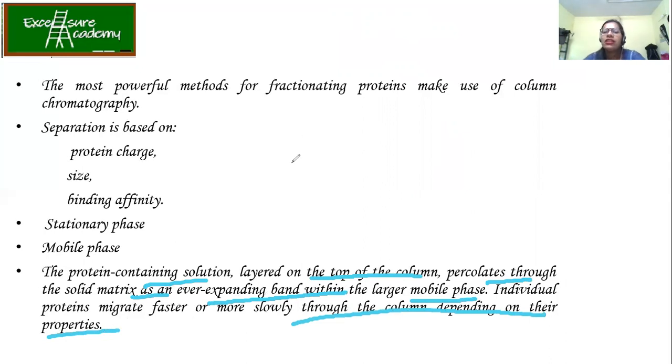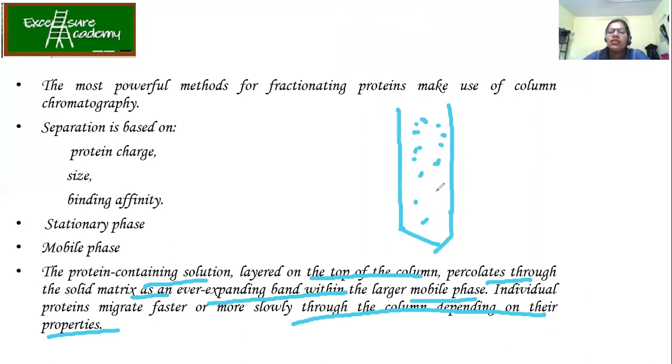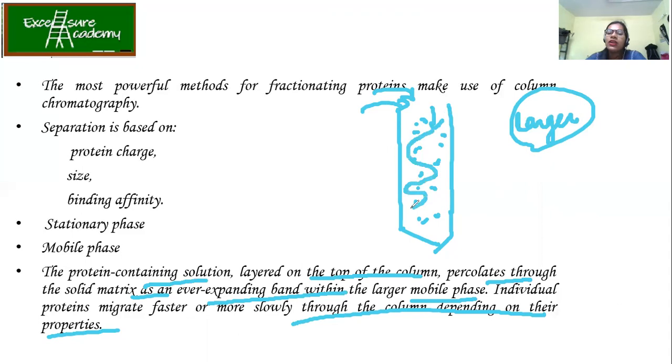So just imagine, let us talk about one example. You have the column, and then pore sizes are there. Now, if you have a larger protein, what will happen? It will not go inside the matrix. It will stay outside the matrix. And when you start adding the buffer, what will happen? This larger protein molecule will just go around the outside of the matrix and come out. So it means that the larger the protein molecule, the earlier will be the elution of that particular protein.